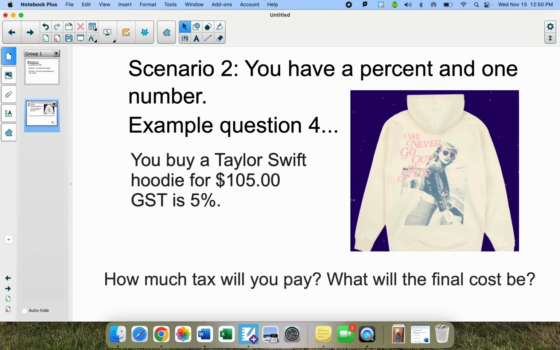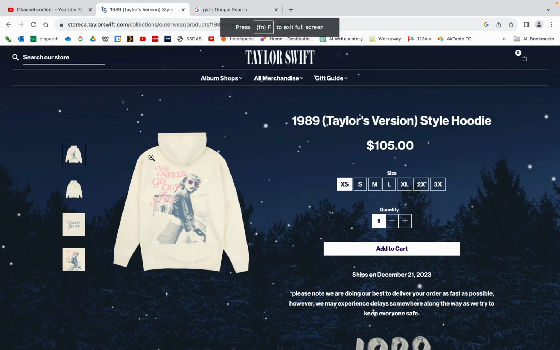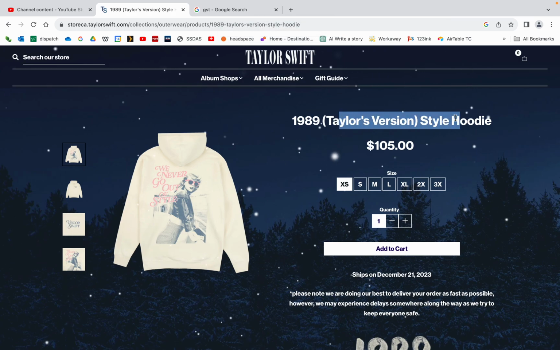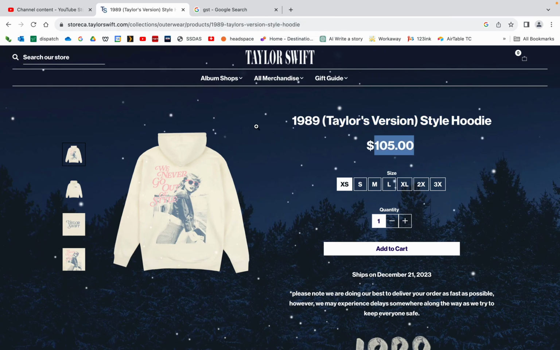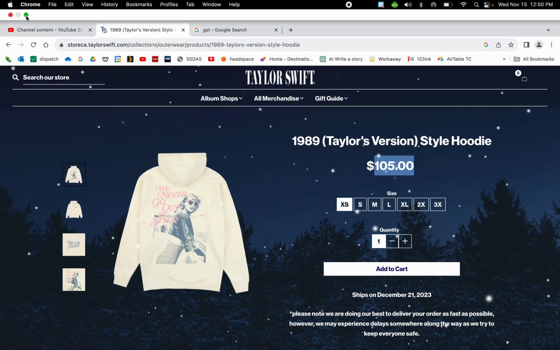You buy a Taylor Swift hoodie for $105. You must be out of your mind. But I actually looked this up. My daughters are Swifties. 1989 Taylor's version style hoodie, $105. Don't do that. But what if you did?